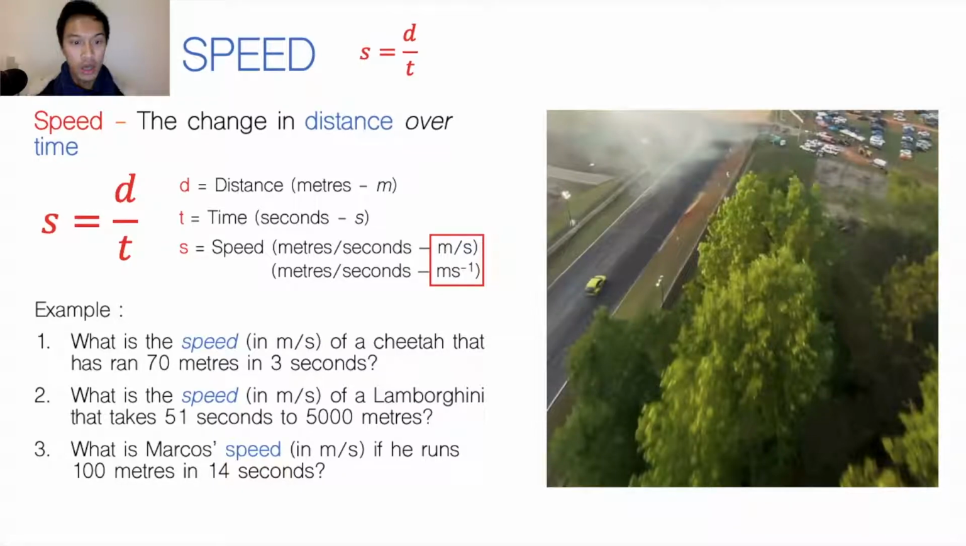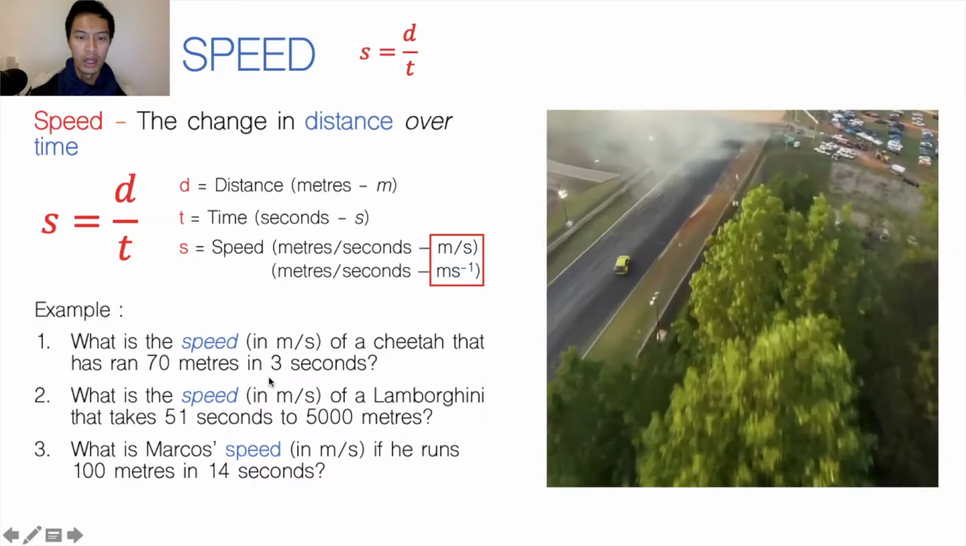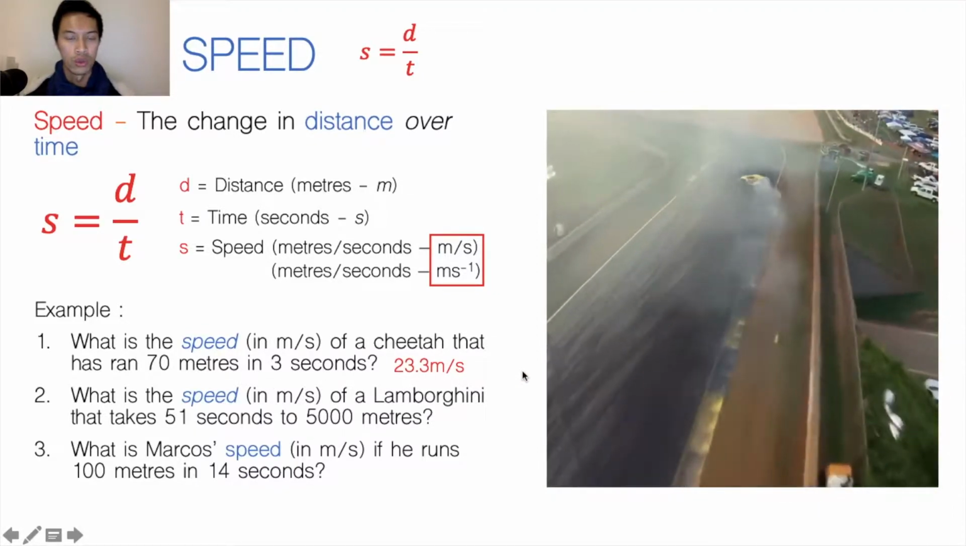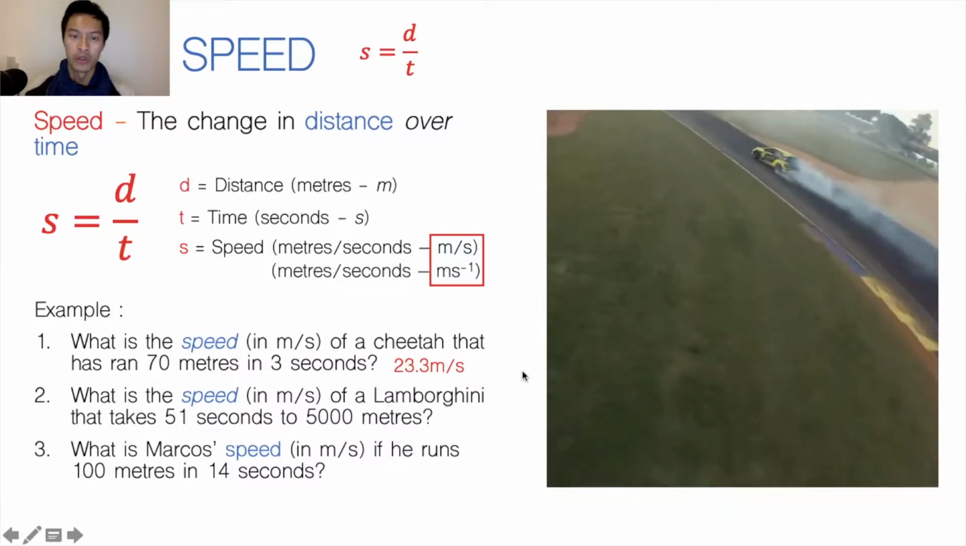Okay, so let's go with an example. If we wanted to calculate the speed of a cheetah that ran 70 meters in 3 seconds, we want to find out how much distance the cheetah has covered in a single second. Then you can work that out by dividing 70 by 3, which equals 23.3 meters per second.